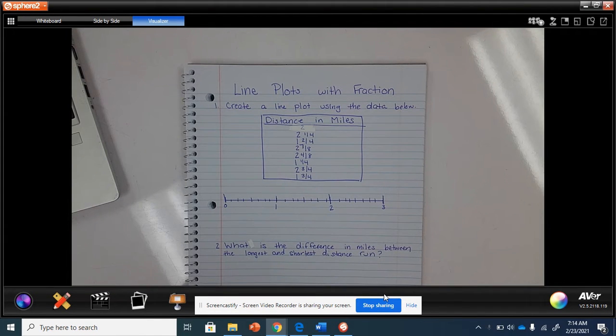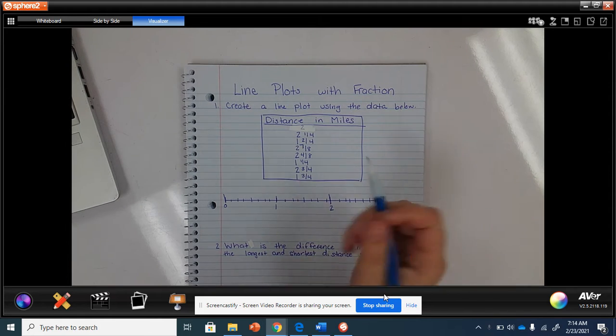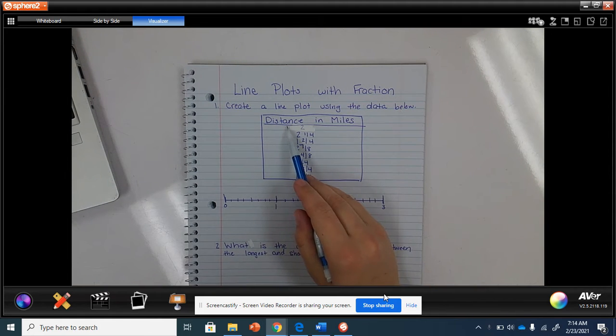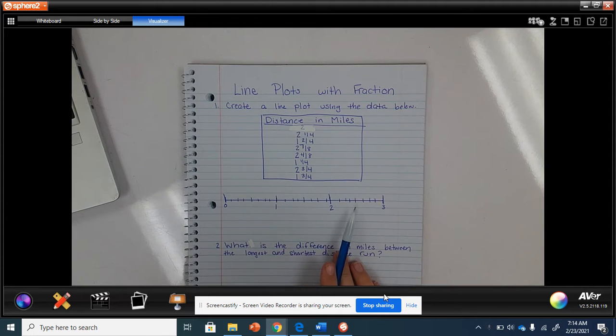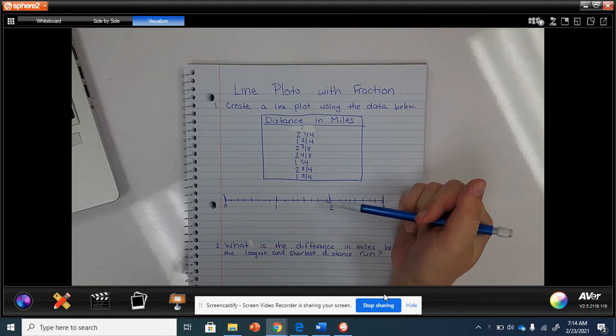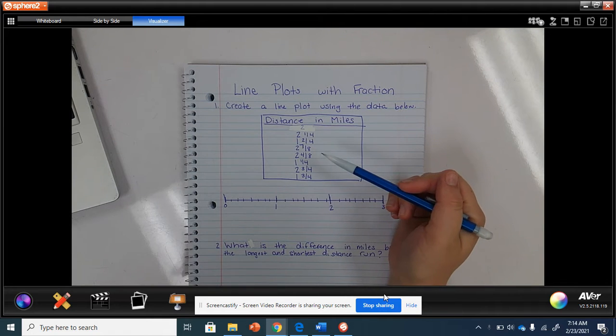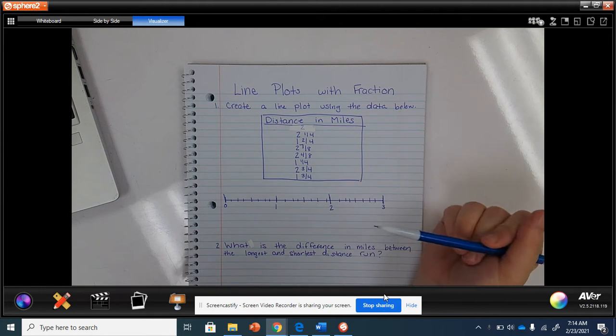In this video, I will review line plots with fractions and creating line plots with fractions. So in this first one, it's giving us some data points, which are distance in miles, and then we have to plot it on the number line below. So the first thing I'm going to do is put these numbers in order from least to greatest to help me put them on the line plot.